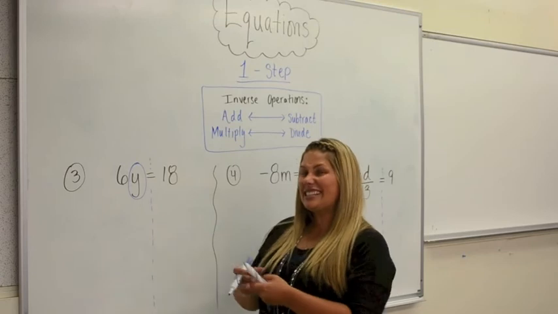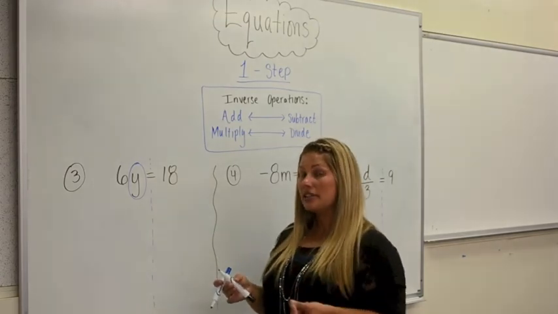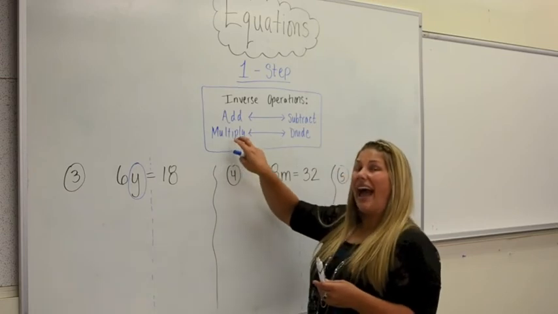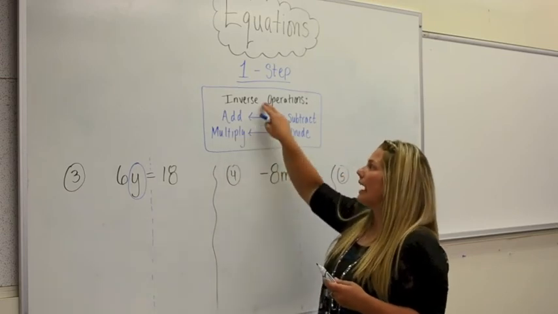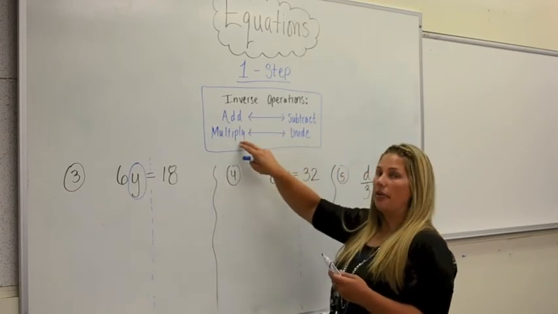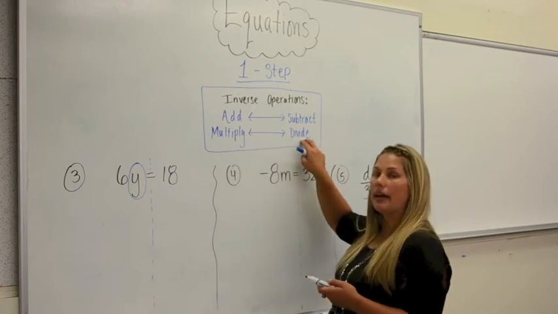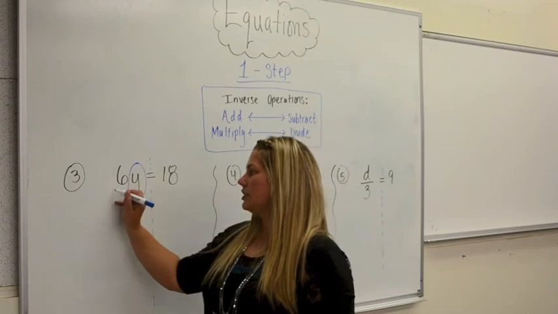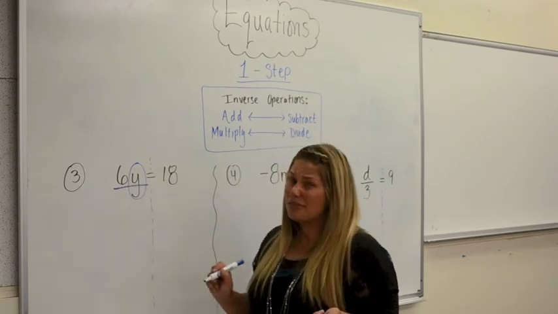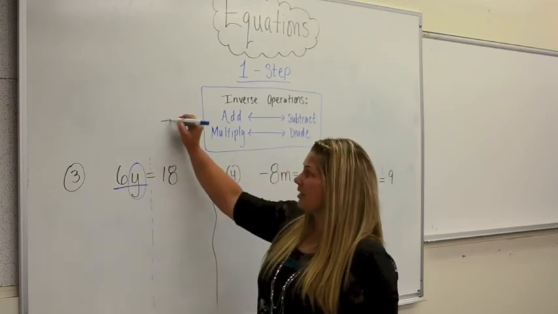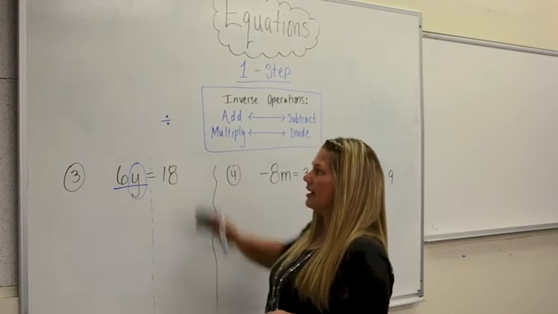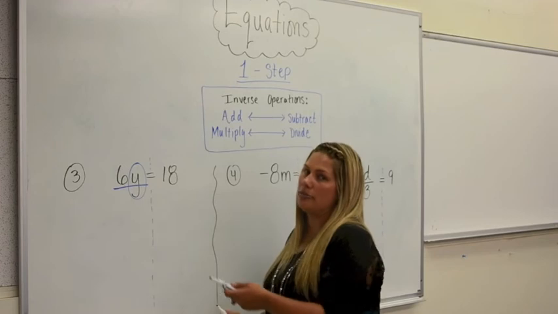So if 6 is touching the y, remember touching means multiply. Well, if I have multiply, to get rid of it, I have to use the inverse operation. And the inverse operation of multiply is divide. So to get rid of a multiply, I have to divide. And remember, we're not in elementary school anymore, so no more of that little sign. Divide, now that we're in algebra, is a fraction bar.